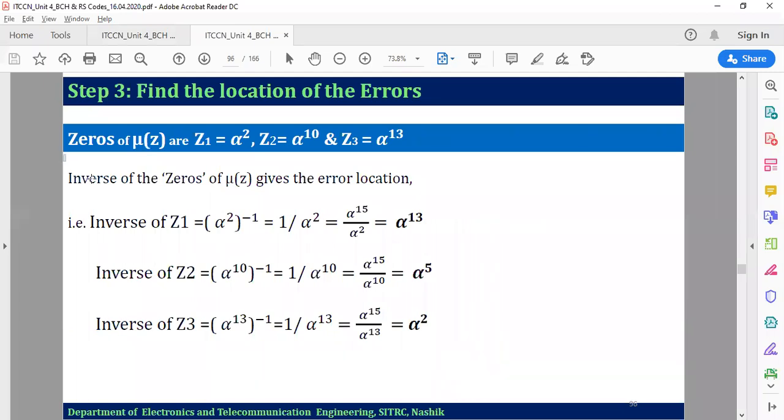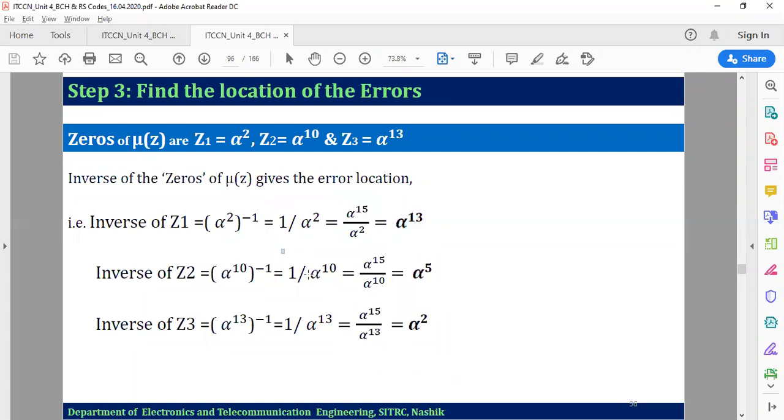So what are the error locations? Error locations are nothing but the inverse of the zeros. So what is the inverse of alpha square? It is 1 by alpha square. Again, you have to follow the same procedure as we followed in the inverse part. Replace that 1 by alpha 15. So alpha 15 by alpha 2 is alpha 13.